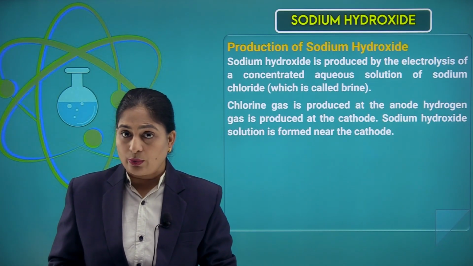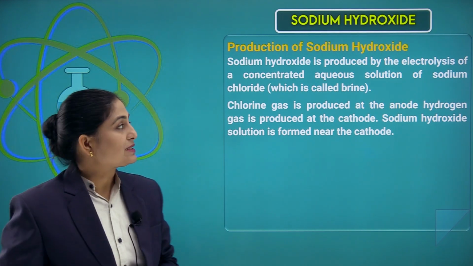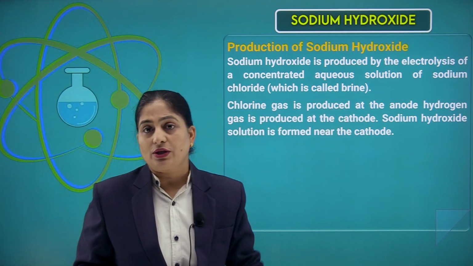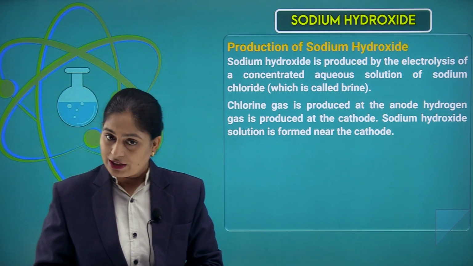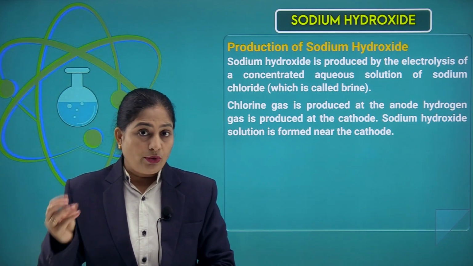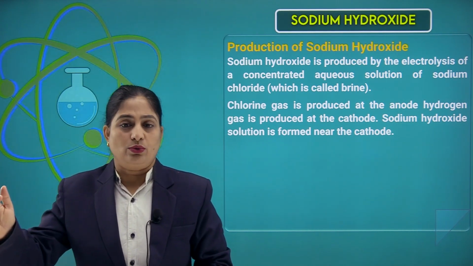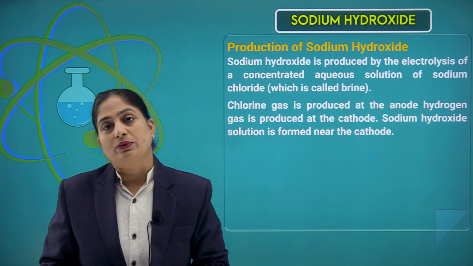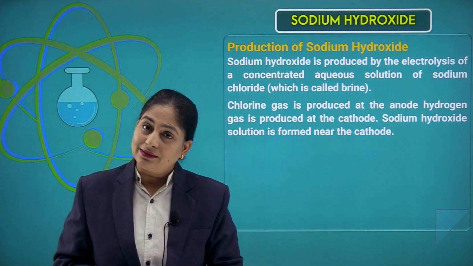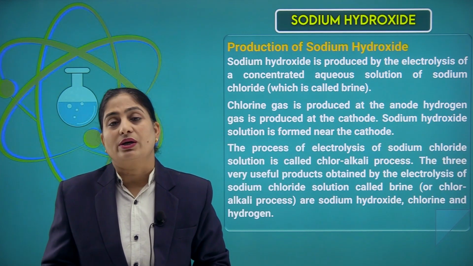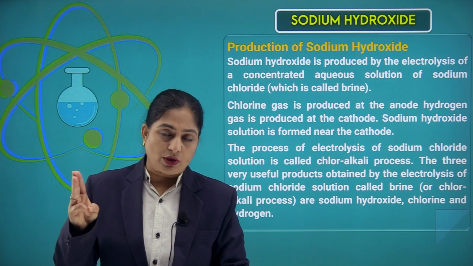Now the thing is, how do we get it? Production takes place just by passing electric current through a concentrated aqueous solution of sodium chloride, which we call brine. We observe that chlorine, which comes out as chloride ion in the solution, goes to the anode, and hydrogen gas is produced at the cathode. And the third thing is sodium hydroxide remains in solution.